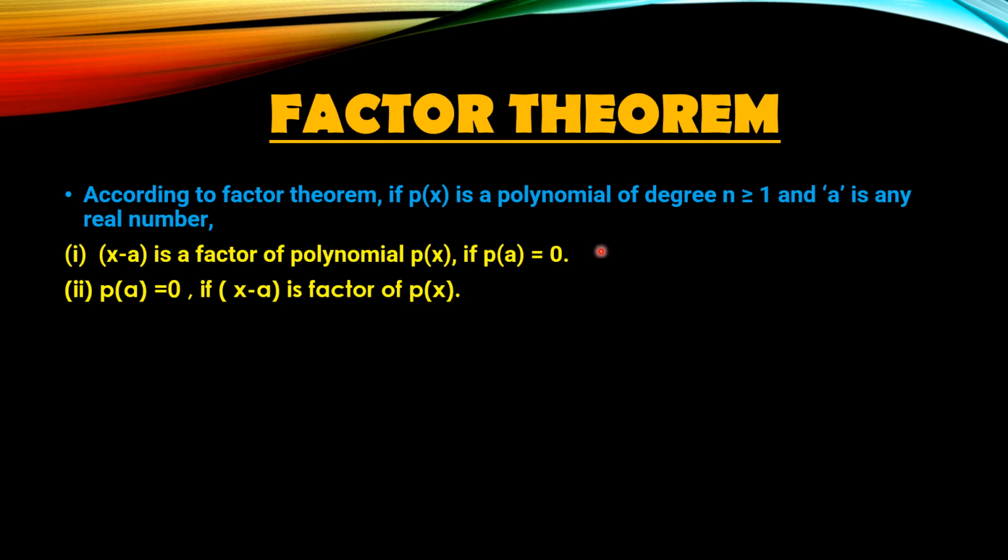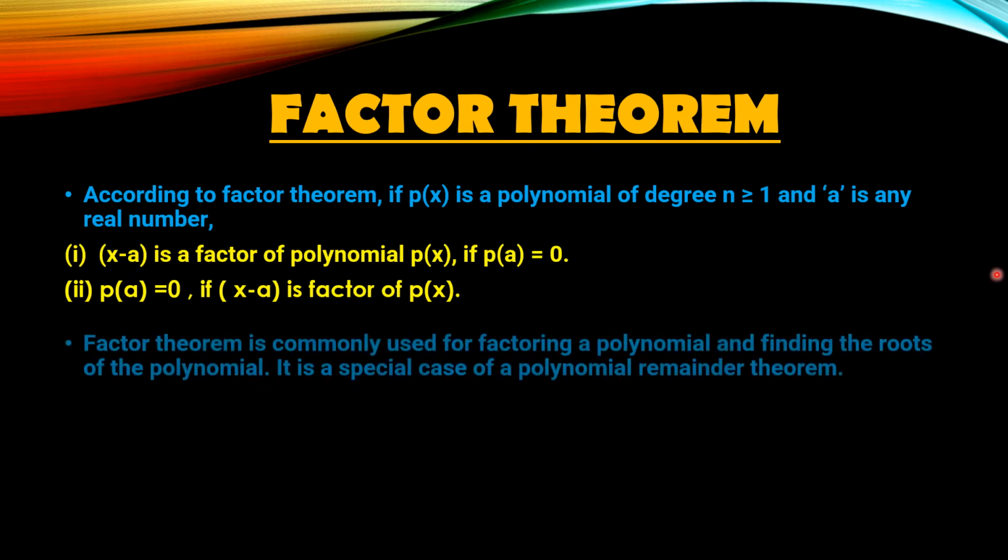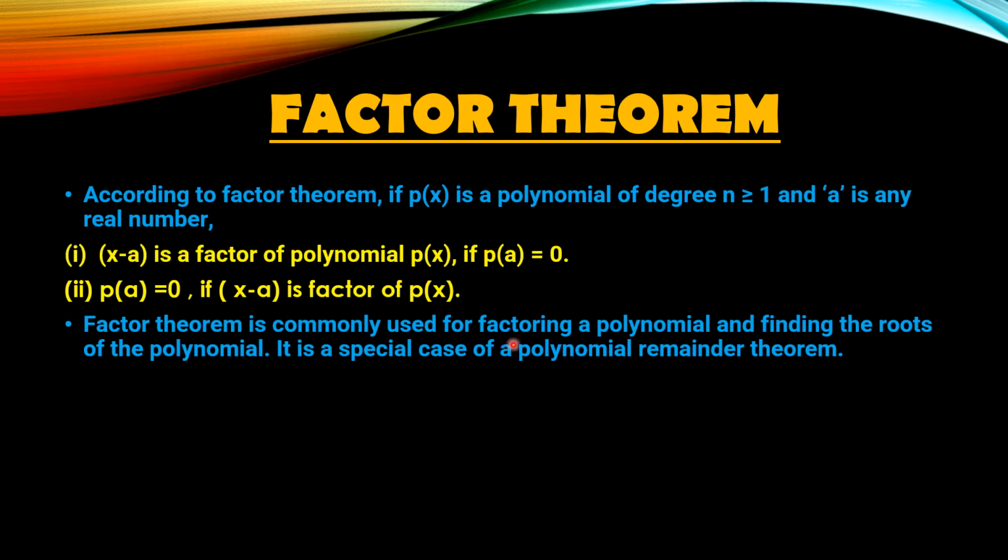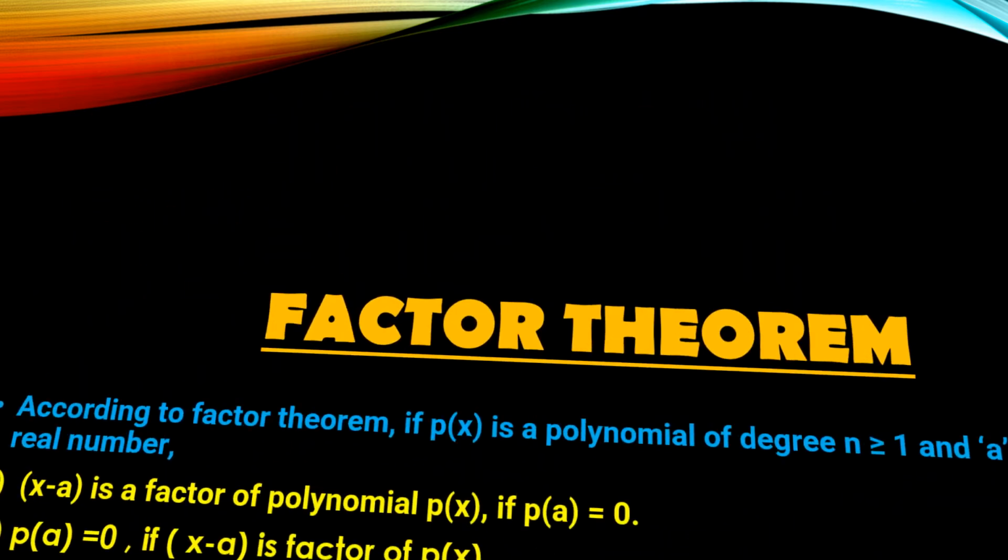So what we understood is that x minus a is a factor of p(x) if p(a) is 0, and if p(a) is 0 then x minus a is a factor of p(x), and if x minus a is a factor of polynomial p(x) then p(a) will be 0. Both are vice versa. The factor theorem is commonly used for factoring a polynomial and finding the roots of a polynomial. It is a special case of the polynomial remainder theorem. Let us take an example.